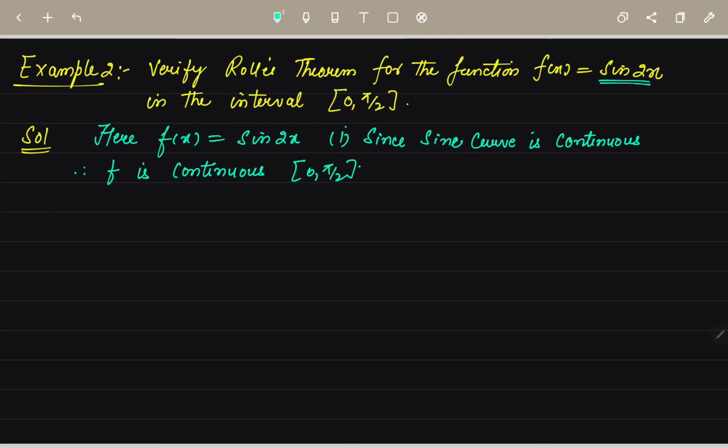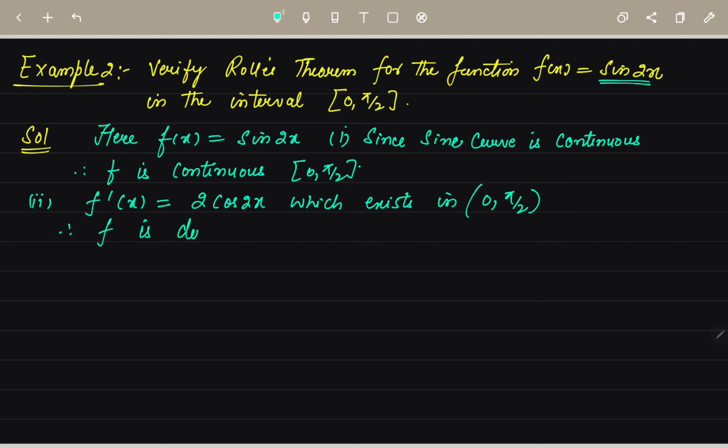Similarly, the second condition is that the derivative should exist in the open interval. So f(x) = sin 2x, and the derivative of sin 2x is 2 cos 2x, which also exists in the open interval (0, π/2). Therefore f is derivable in the open interval (0, π/2). The third condition is f(a) = f(b), or I can say that f(0) should be equal to f(π/2).